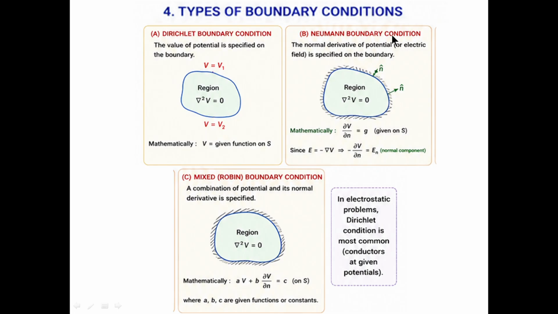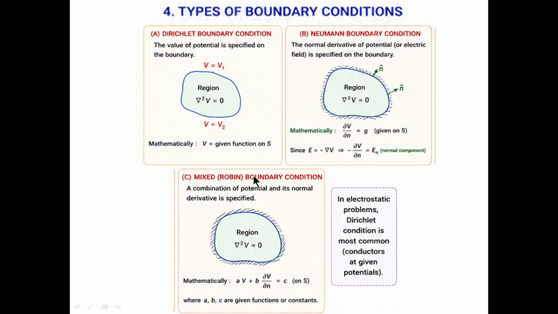Neumann boundary condition, where the normal derivative of potential, which is nothing but the electric field, is specified on the boundaries. So here is the normal derivative of V, which has a specified value G given on the surface. Now since E is equal to minus del V, this implies that minus dV upon dn is equal to E, that is the normal component of the electric field, and n is the normal direction.